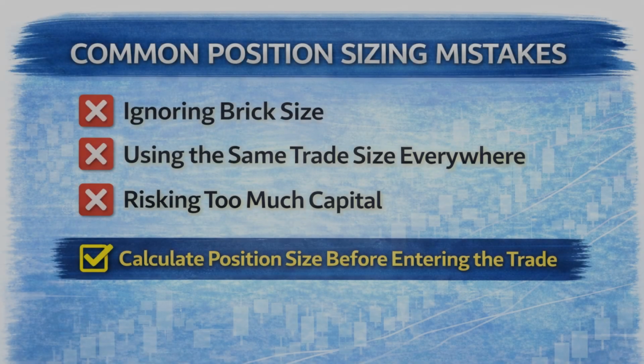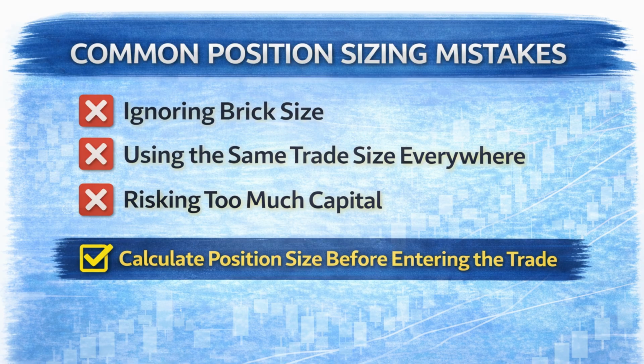Here are some common mistakes traders make with position sizing. Ignoring brick size when calculating risk. Using the same trade size across different markets. Moving stop losses after entering the trade. And risking too much capital on a single position. When position sizing is calculated before the trade, these mistakes become much easier to avoid.